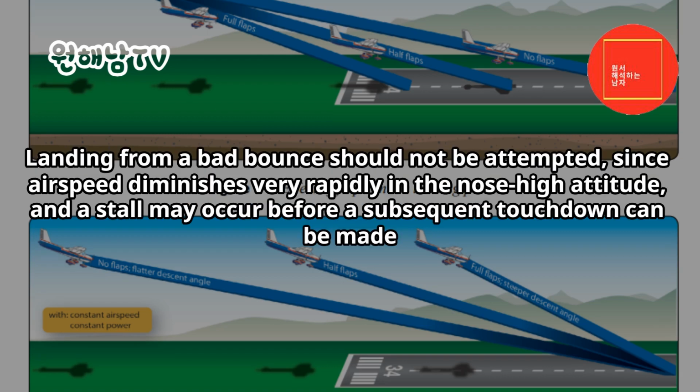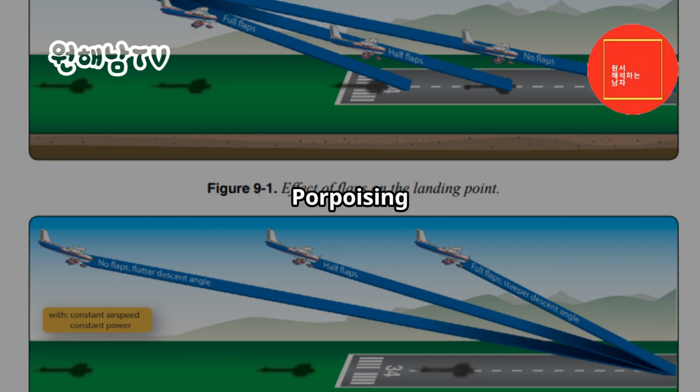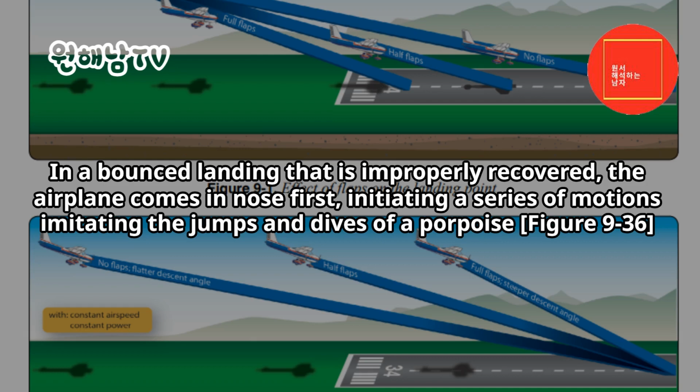Landing from a bad bounce should not be attempted, since airspeed diminishes very rapidly in the nose-high attitude, and a stall may occur before a subsequent touchdown can be made. Porpoising. In a bounced landing that is improperly recovered, the airplane comes in nose first, initiating a series of motions imitating the jumps and dives of a porpoise.